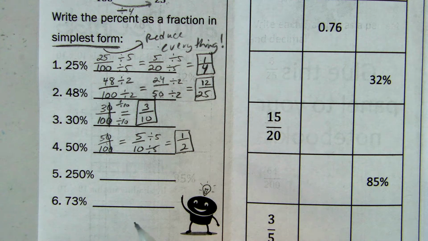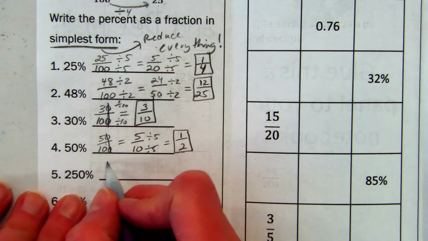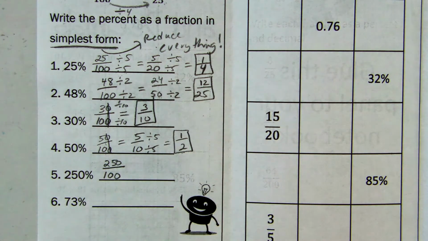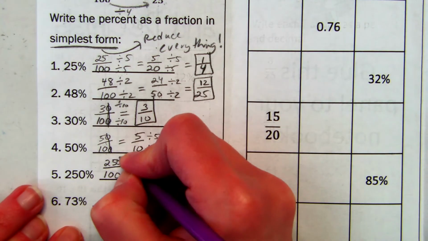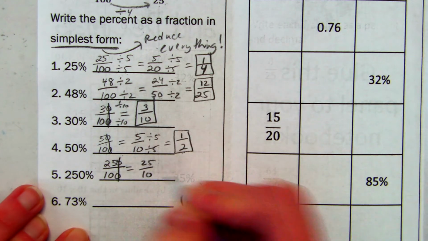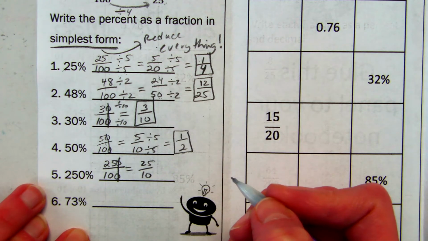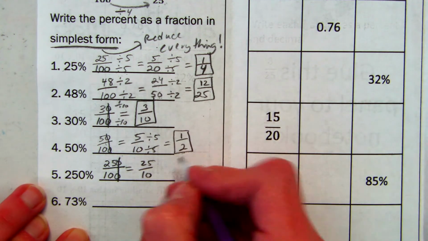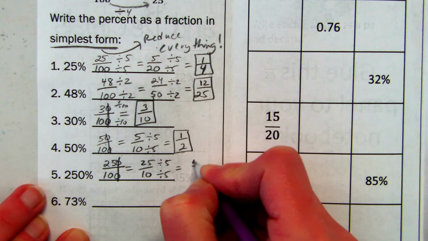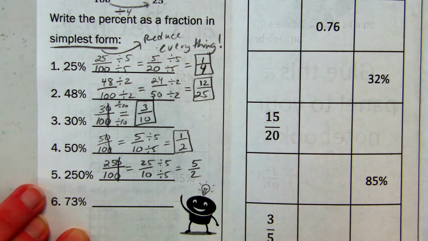Okay, the next one's a little weird. 250%. Is it possible to have 250%? Yeah, it's an improper fraction, because we're going to put 250 over 100. So give me some tips on reducing this, Shay. You can cross off the zeros on the end, which gives me 25 over 10. What else can we divide by? Go for it. We can divide by 5. Good. And then we get 5 halves.